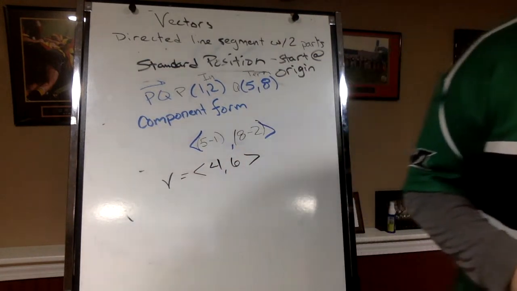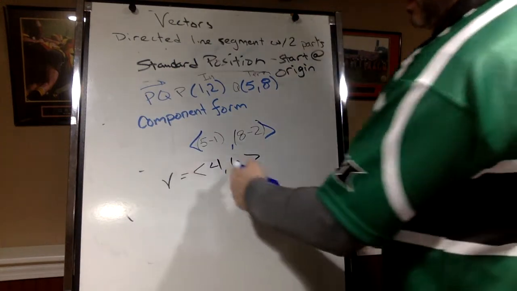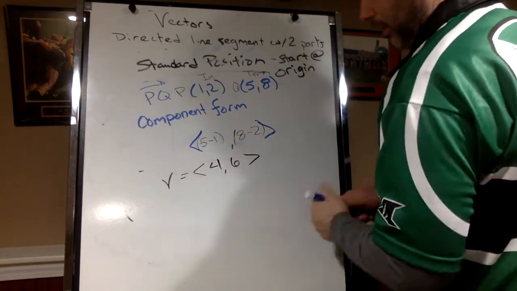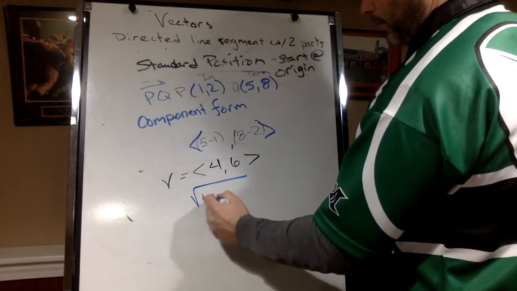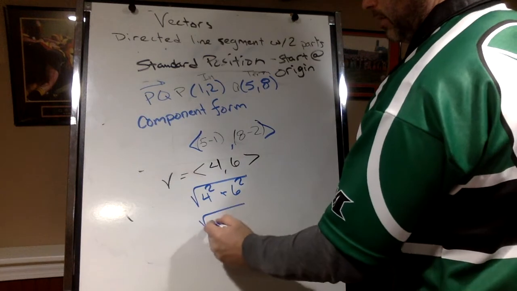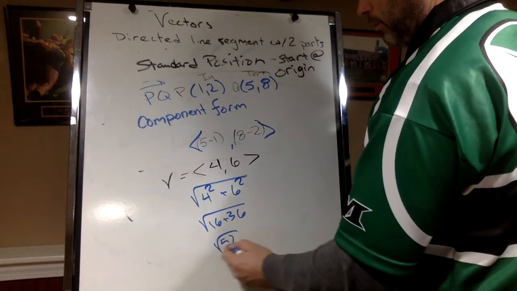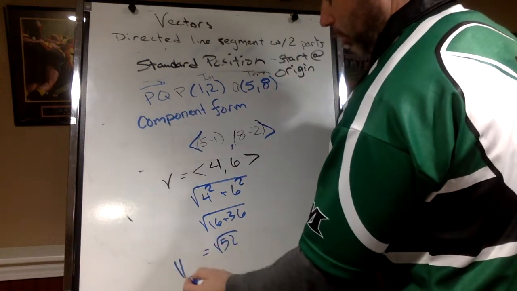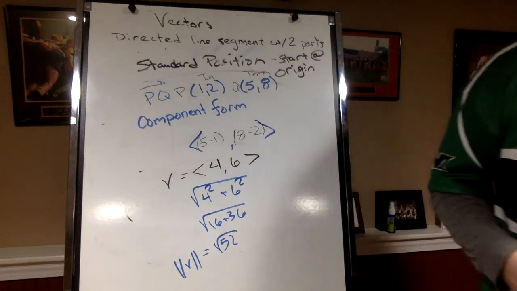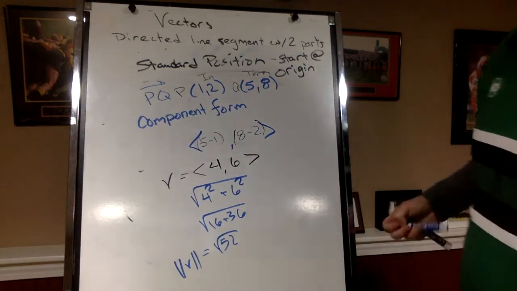Now, the reason we really like these is because I can quickly find my magnitude. Okay, I don't have to do this squared and this squared and that squared. I can just do this. Square root 4 squared plus 6 squared. So that's 16 plus 36, which is root 52, which I could simplify if needed. And we show magnitude by those almost double absolute value bars. Okay?